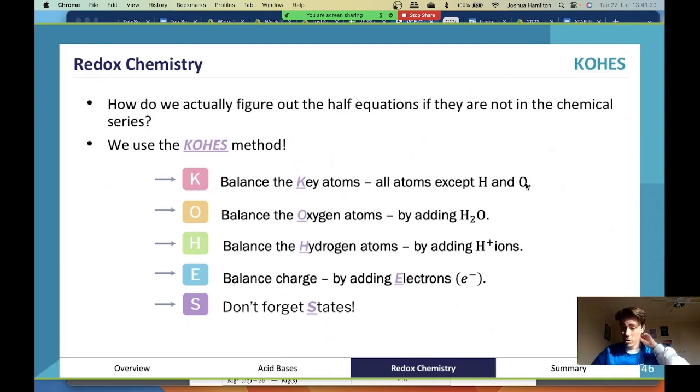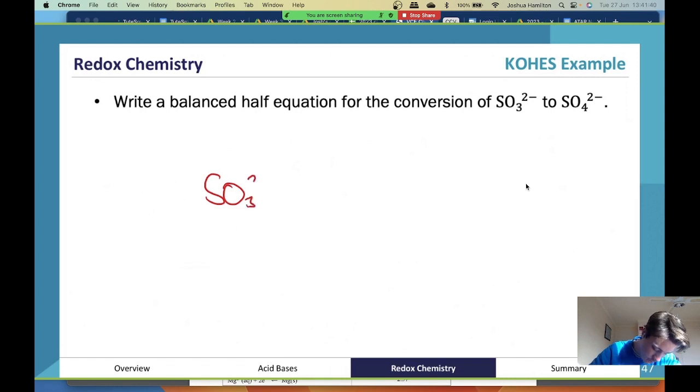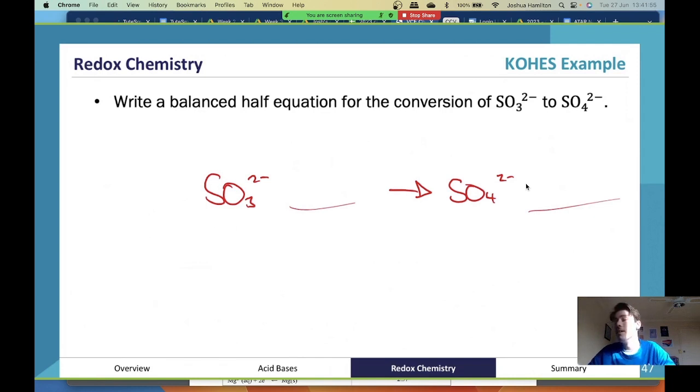So the best way to learn the COES method is to go through an example. We're going to slowly go through this example. For those of you at home, please pause this video and have a go at this first. Before you pause, the first thing you're going to do is write out your species first. So you're going to say SO3 2 minus. Give yourself some space and then write out SO4 2 minus. You've got space here to write and space here to write because you may have to put something in there.